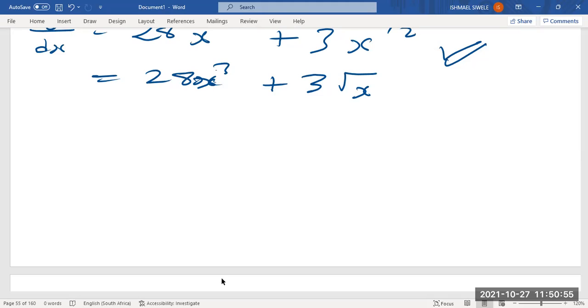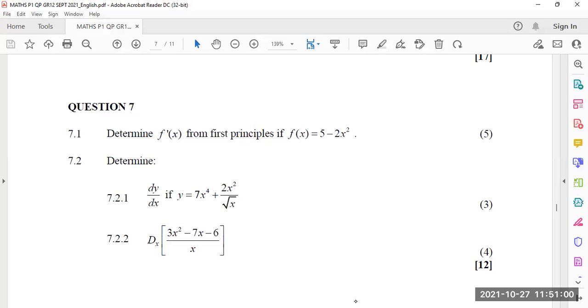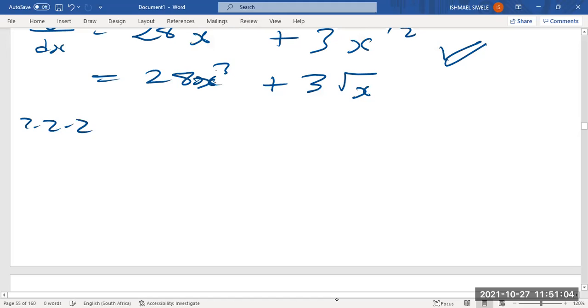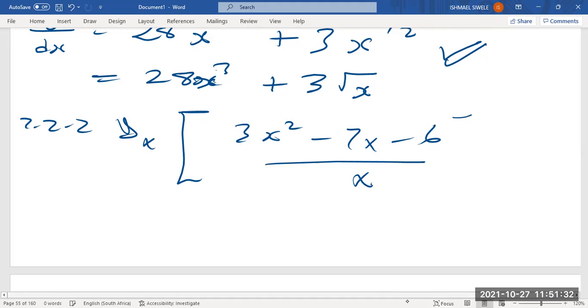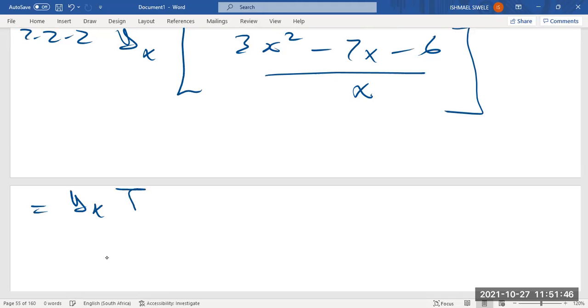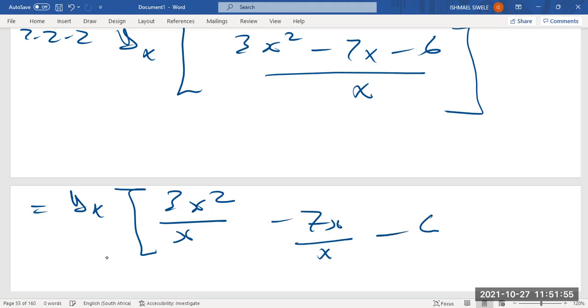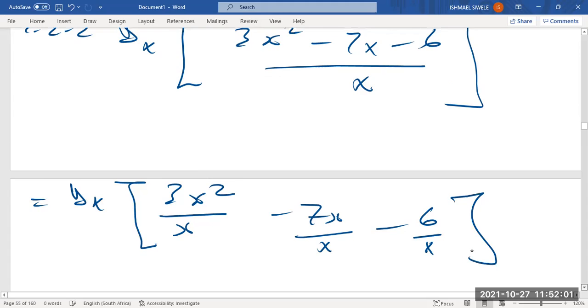So yeah, 7.2.2. So 7.2.2, we have the x. What do we have inside there? 3x squared minus 7x minus 6 over x. I think this is how it is, if I'm not mistaken. Yes, this is how it is. So now we must simplify first before we proceed. So we have the x, open the minus 7x over x minus 6 over x, right? So this is what we have.